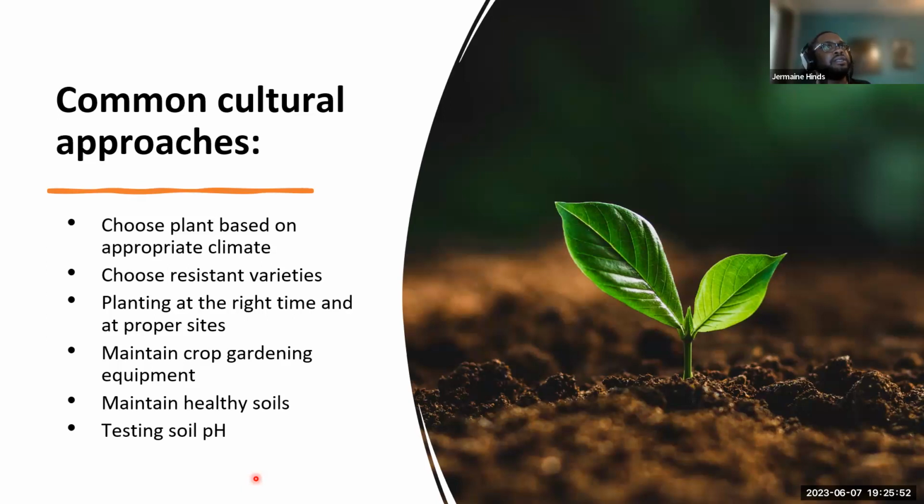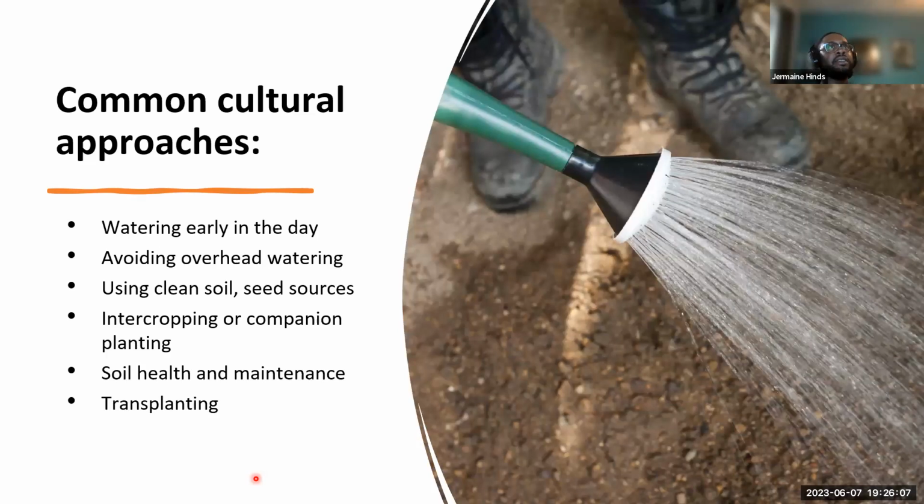Maintaining healthy soils. So healthy soils mean healthy plants, right? Different plants have different pH requirements, so plant your crops in those recommended areas. Some more cultural approaches, things like watering early in the day. Plants can pick up pathogens just by water splashing up onto them. Soil-borne pathogens can splash onto plants. So you want to water at soil level or early in the day so that the water will dry up in between watering. Avoid overhead watering. This could be an entry point for fungus and molds and things like that if your plants are always wet.